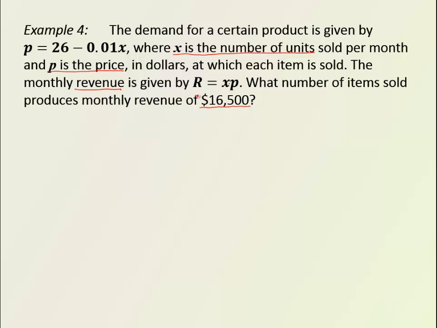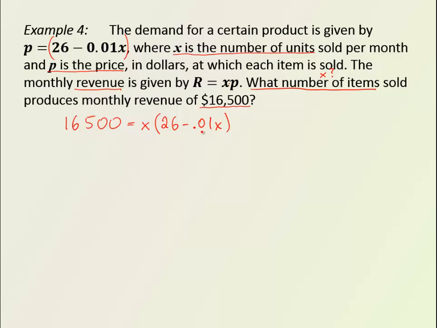Well, the revenue is known, so we can start our equation by following the revenue relationship. So instead of revenue, we can write 16,500. Then x is unknown. That's exactly the variable that we are looking for because of the question, what number of items? So what is the x? That's what we don't know. So we can multiply x times P, but P is given as a function of x. So using this in a bracket, 26 minus 0.01x, we create a quadratic equation.